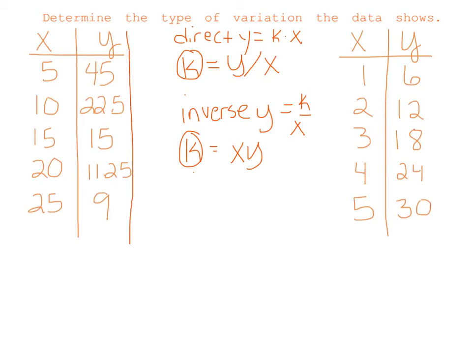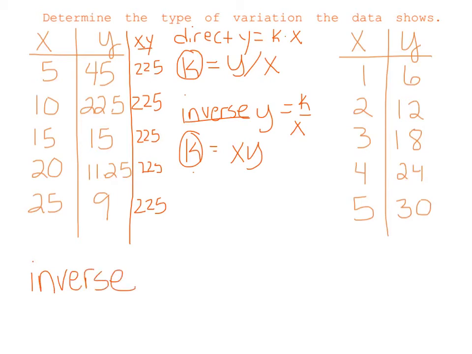So if I said 5 times 45, I would have 225. If I said 10 times 22.5, I would have 225. If I had 15 times 15, I would have 225. If I had 20 times 11.25, 225. And 25 times 9 is also 225. So you can see that xy is constant here, and so because xy is constant, it is inverse variation.